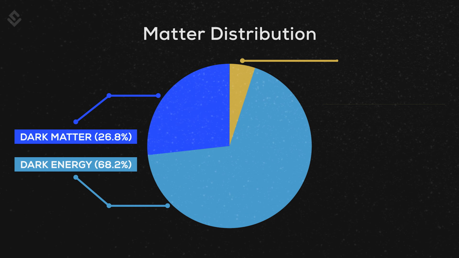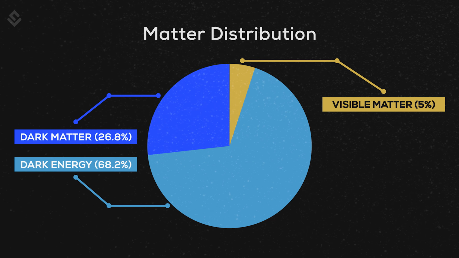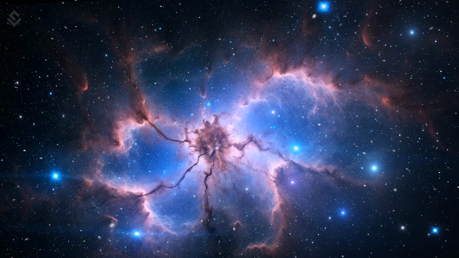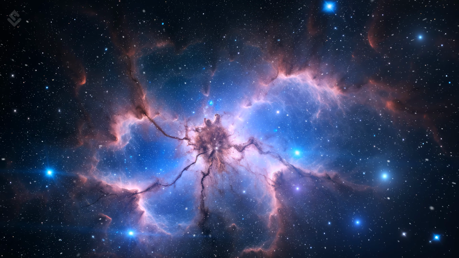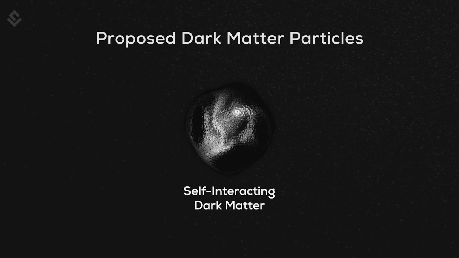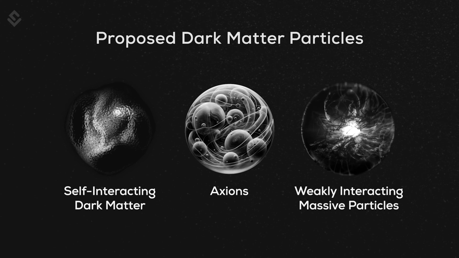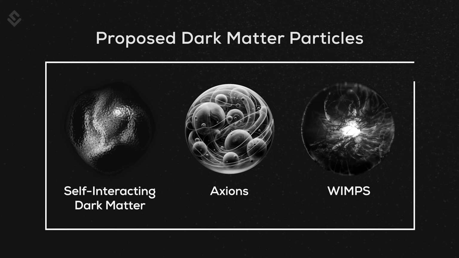The remaining 5% is all of visible matter in our universe, and this fact alone is enough to show the vastness of our universe and its unknown nature. The theory of dark matter is one of the most important unsolved problems in physics. Various proposals such as self-interacting dark matter or some yet-to-be-discovered subatomic particles such as axions and weakly interacting massive particles, WIMPs, have been put forward to solve the mystery of dark matter.